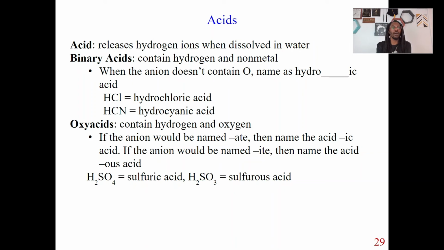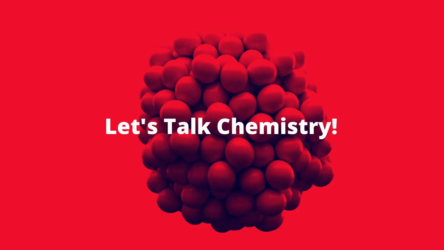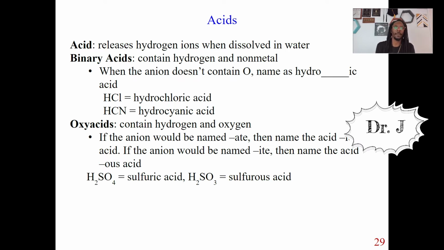So now let's talk about naming acids. All right, so acids are basically releasing hydrogen ions when they're dissolved in water. That's as far as we're going to get with acids for now. Okay, so acids release hydrogen.